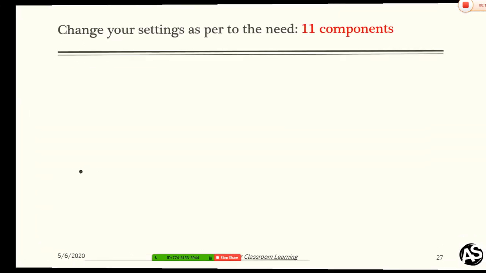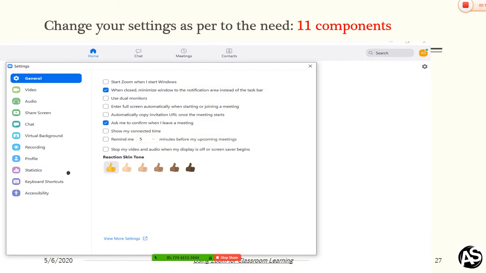Now let's move to the next one. When we know about Zoom, we need to think about how to change our settings. There are 11 components: general, video, how you want to keep audio, how you want to screen share, how you want to have chat, virtual background, recording, profile, statistics, keyboard shortcuts and accessibility. And you can use each of these.